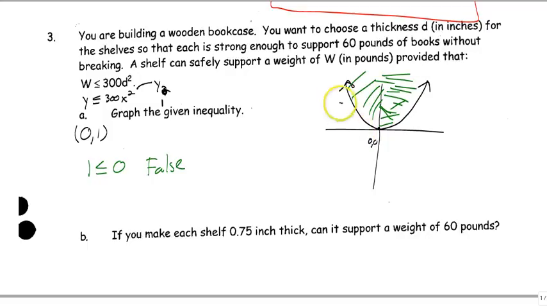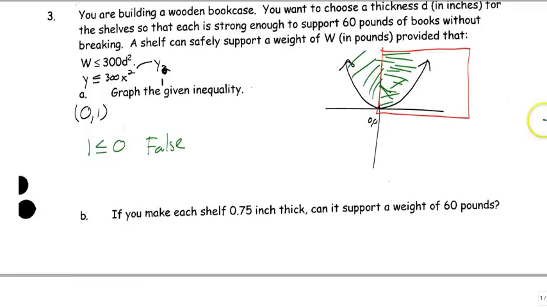Since I shade false, it means that anything in here will not work for my shelf. And actually, anything over here probably wouldn't either. We probably should be just looking at quadrant 1 itself, actually. Because really, are we going to be dealing with negative thicknesses? No. Okay? So really, anything outside or on this line will be a solution to this.